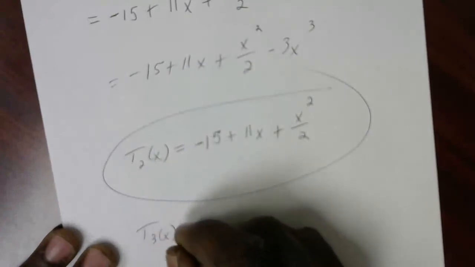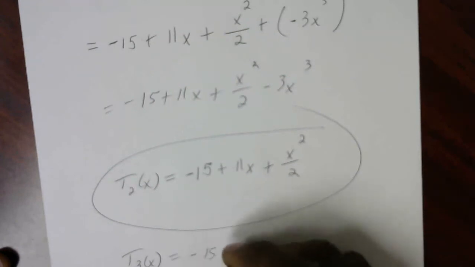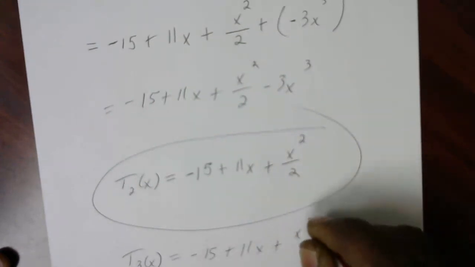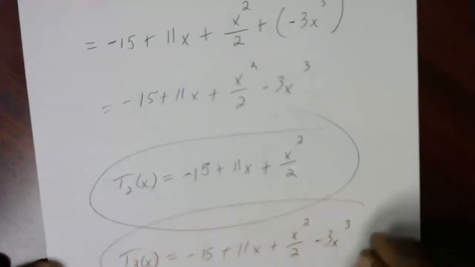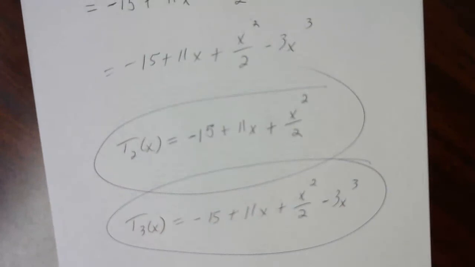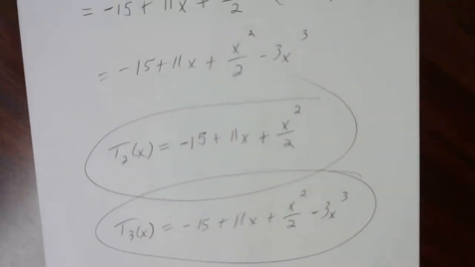The third order is the first 4 terms. Negative 15 plus 11x plus x squared over 2 minus 3x cubed. All right, so we're going to use these to approximate 0.1.